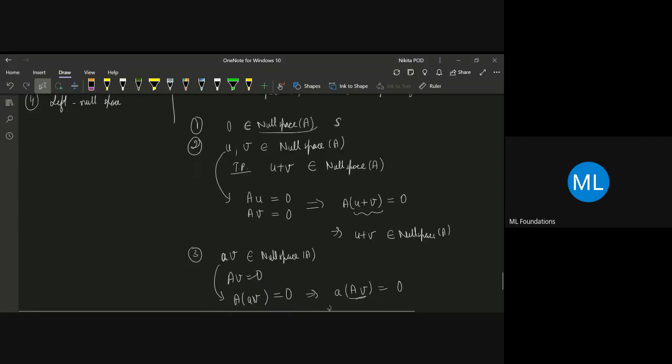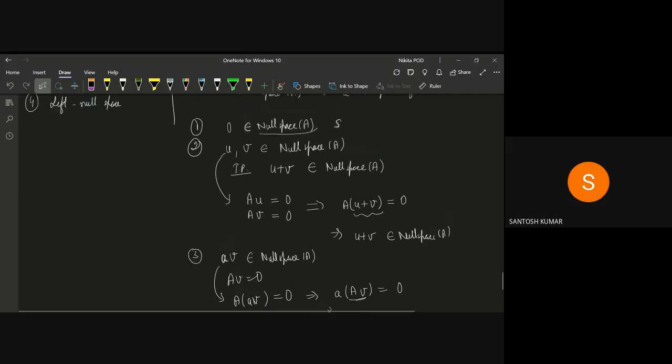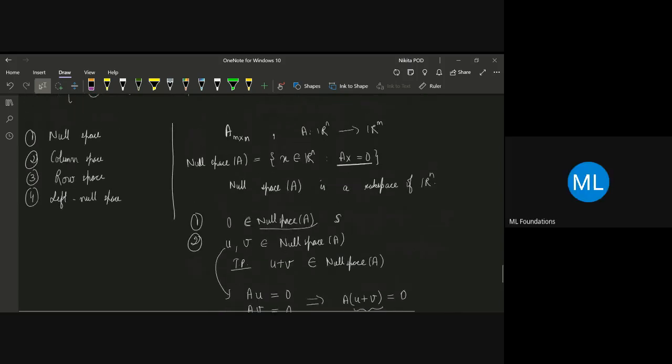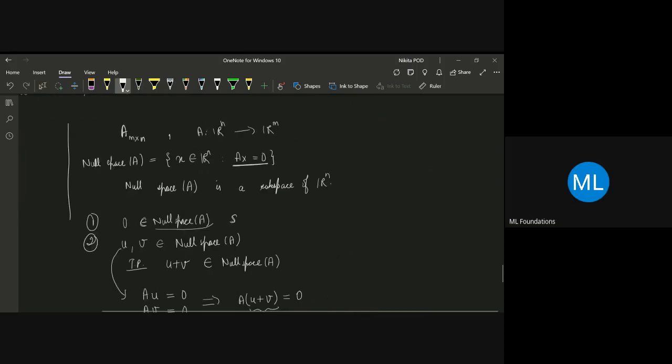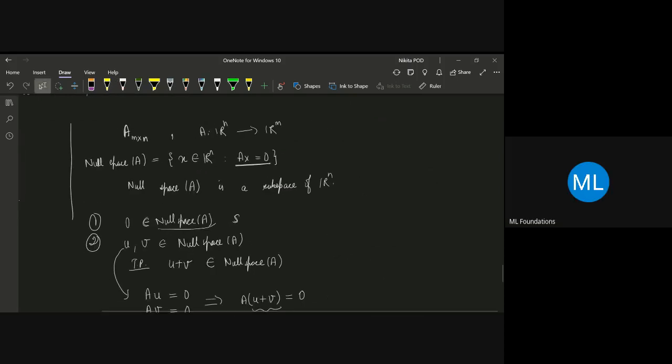Hello, ma'am. You have written a matrix M cross N, and A from Rn to Rm. Can you scroll up? How can Rn go to Rm? It's a linear transformation, right?